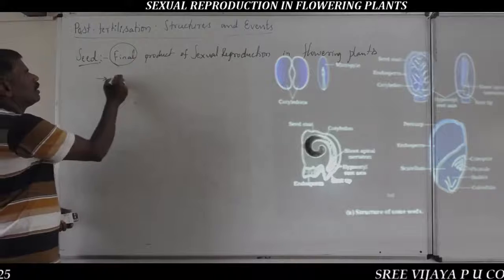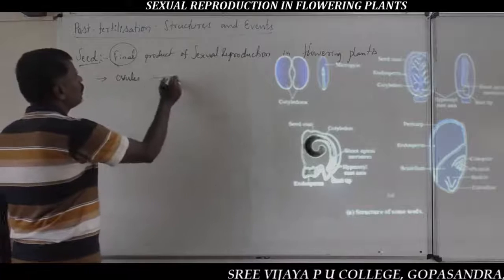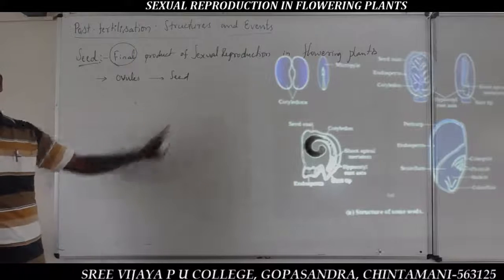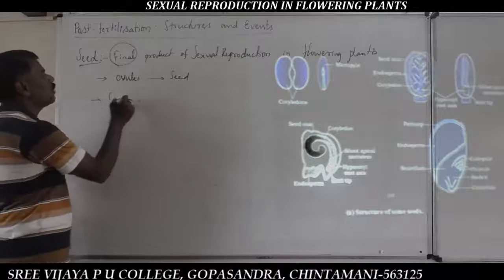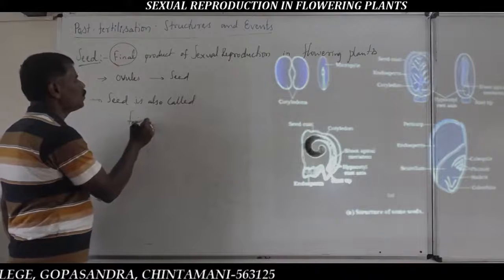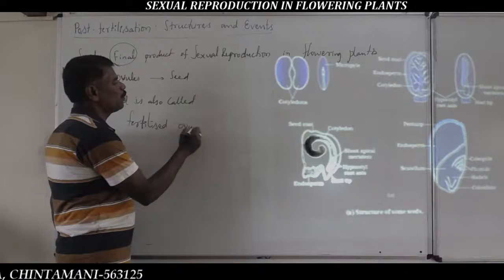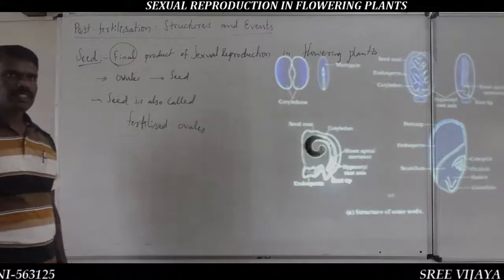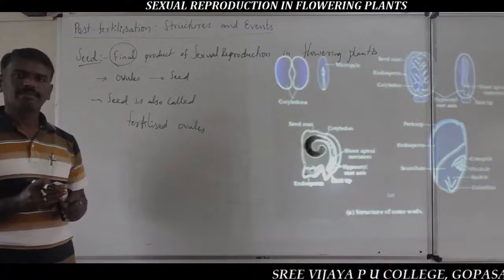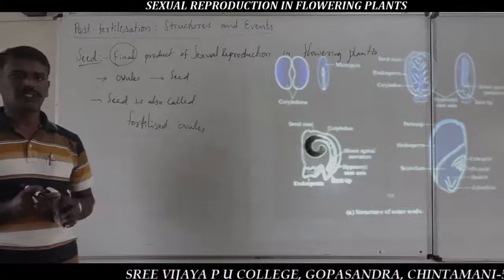The ovules are what develop as seeds. When the ovule develops as a seed after fertilization, hence the seed is also called a fertilized ovule. So in the ovule there is the embryo sac, where double fertilization takes place.